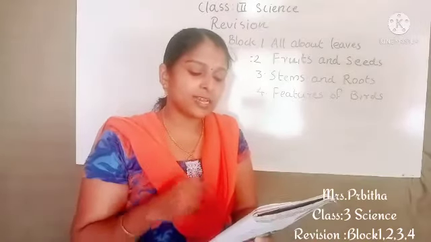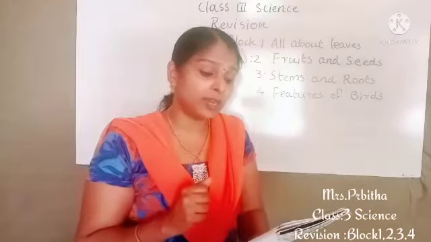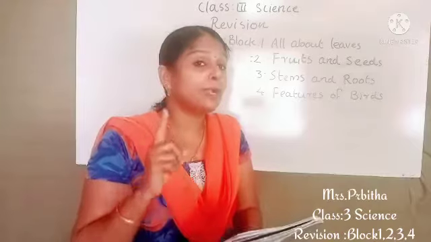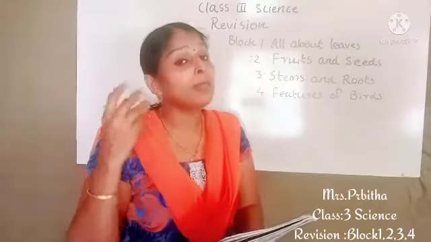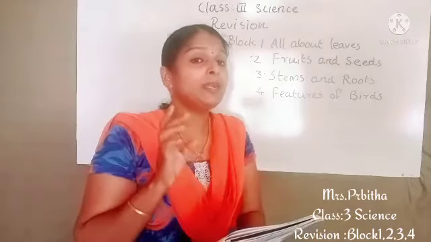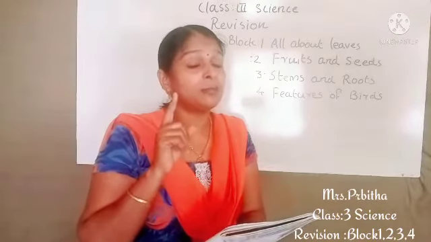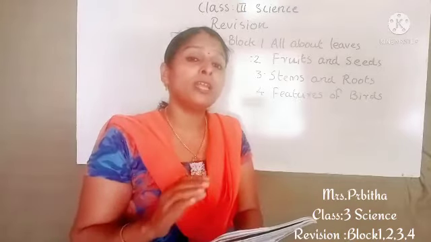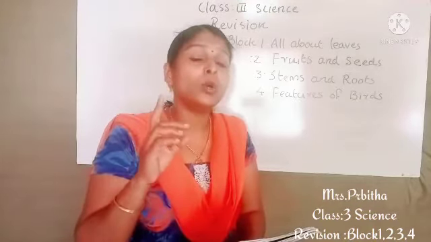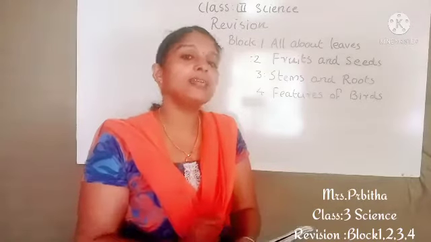The next question is: write the differences between a simple leaf and a compound leaf. A simple leaf has 1 leaf blade. A compound leaf has many leaf blades. A simple leaf is directly connected to the stem. In compound leaves, many leaves are connected to one stalk by a stem.